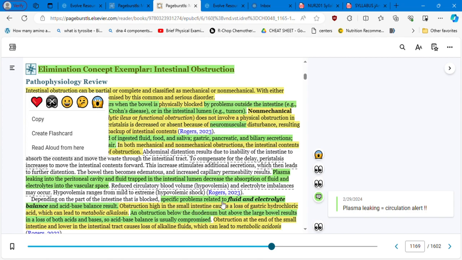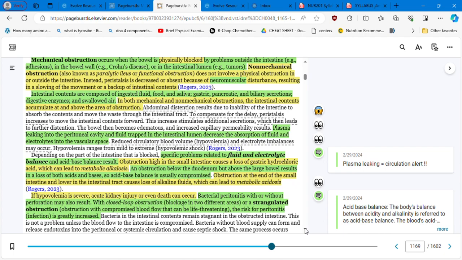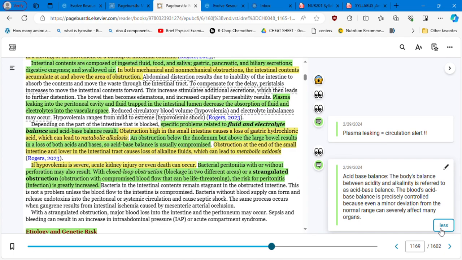Specific problems related to fluid and electrolyte imbalance and acid-base balance result. Okay, acid-base balance means the body's balance between acidity and alkalinity. The blood's acid-base balance is precisely controlled because even a minor deviation from the normal range can severely affect many organs. I'm going to explain this with little pearls and little apples.